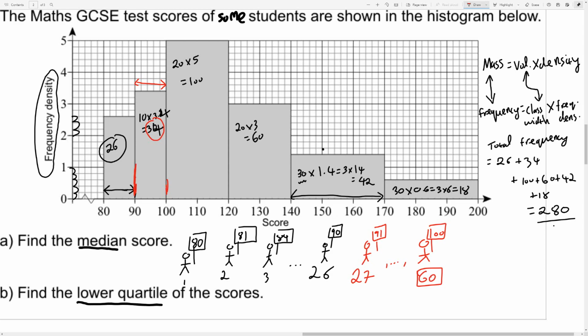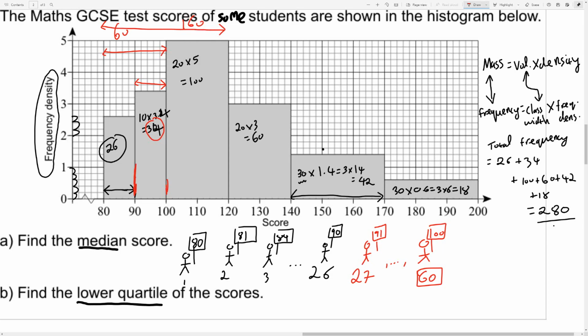So we can see that basically to work out how many people there are with scores between 80 and 100, we just add up the frequencies. 26 plus 34, okay, that's 60. And then if I want all of the people from 80 all the way up to 120, I would do 60 plus 100, 160, and so on. Okay, and if you add up all the frequencies, then you would get the 280, that's everyone.